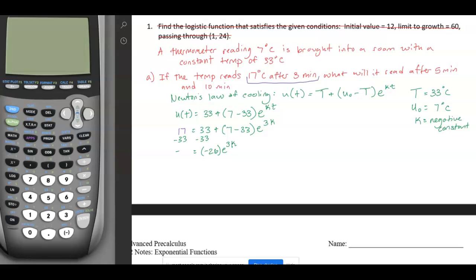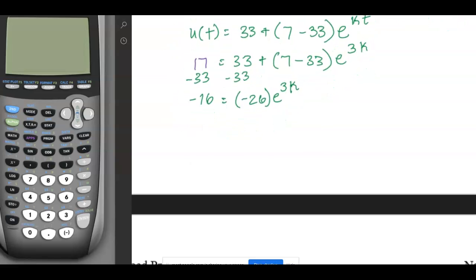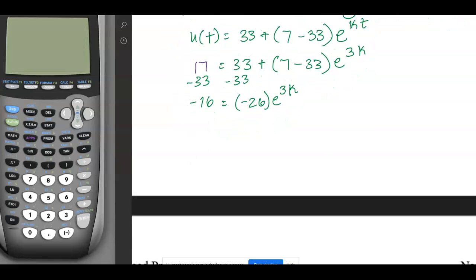Now, again, I'm working towards getting my variable by itself. So what should I do next, do you think? Trying to get the variable. Yes, get the negative 26 off. You want it off of the e. e is not a variable. It is a constant. We're not solving for e. We're solving for k. k is the exponent on e, so we need to get that negative 26 off.